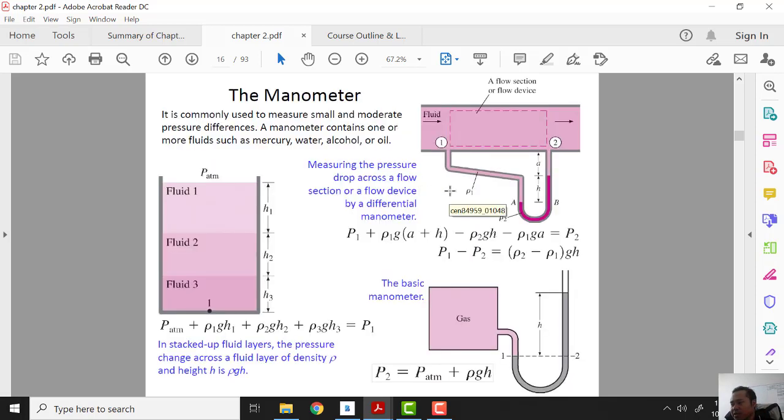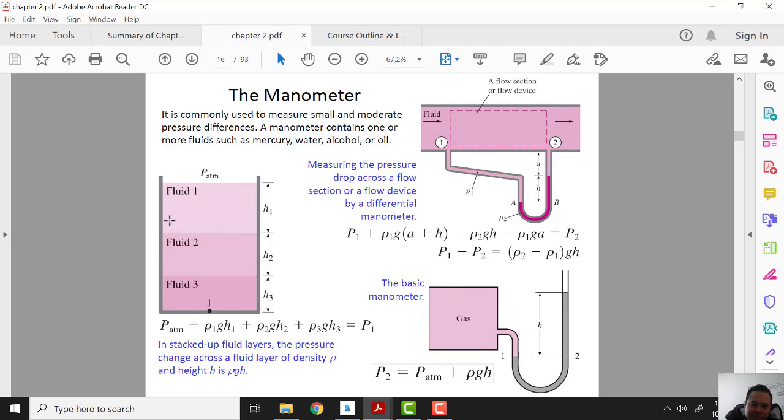Another equipment that we use to measure pressure is the manometer. We have many types of manometer. The one we're looking at here is the basic manometer, which is a U-tube manometer. Why do we call it U? Because the shape of the tube is U, so we call it a U-tube type manometer. Here we also have a manometer with different fluids in the same container, which we also call a manometer.